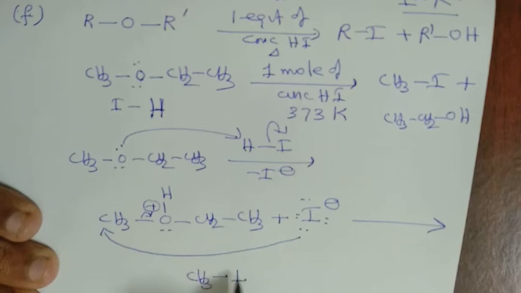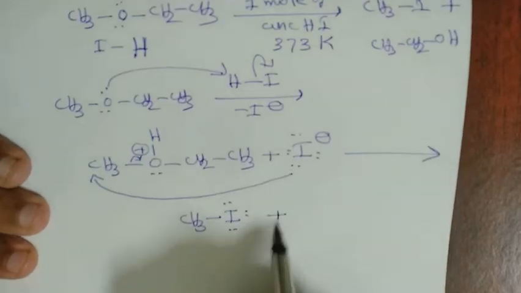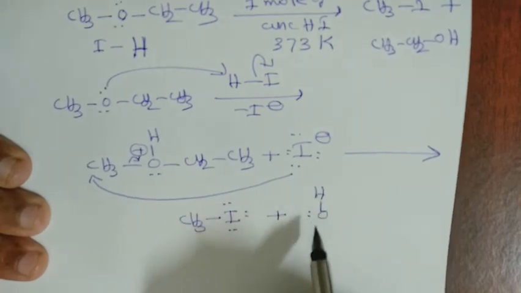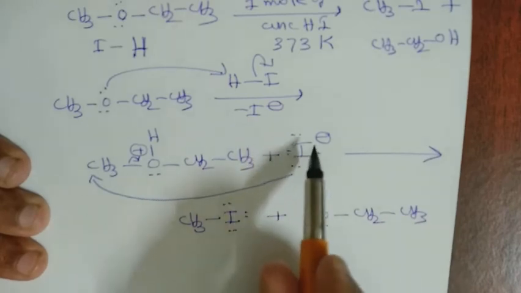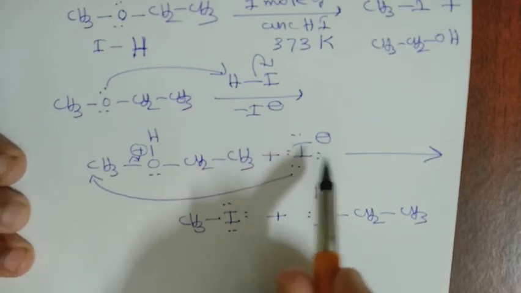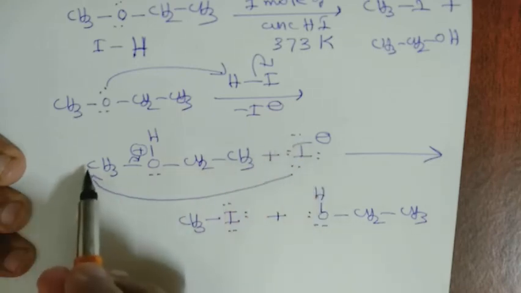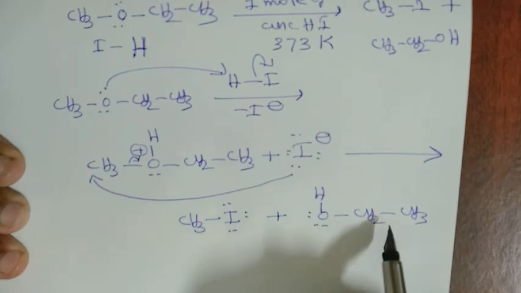That is, bond making and carbon-oxygen bond breaking take place simultaneously. Iodide is a large nucleophile. Iodine belongs to the 5th period in the periodic table, so it is a large group. It approaches the least hindered carbon atom, that is the carbon atom of the methyl group, giving a mixture of methyl iodide and ethanol.